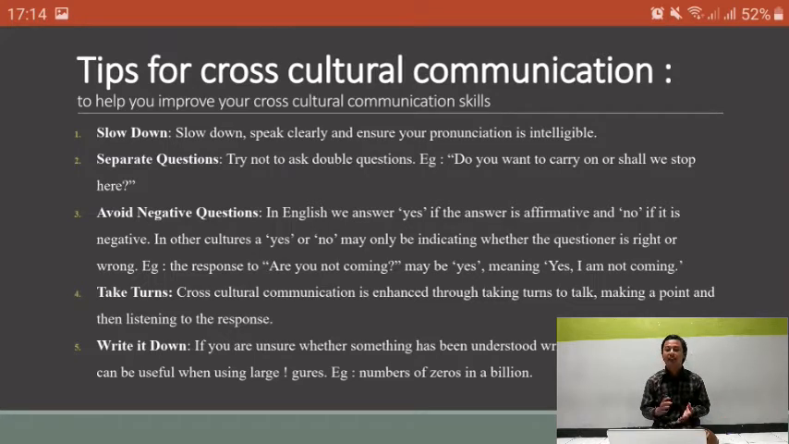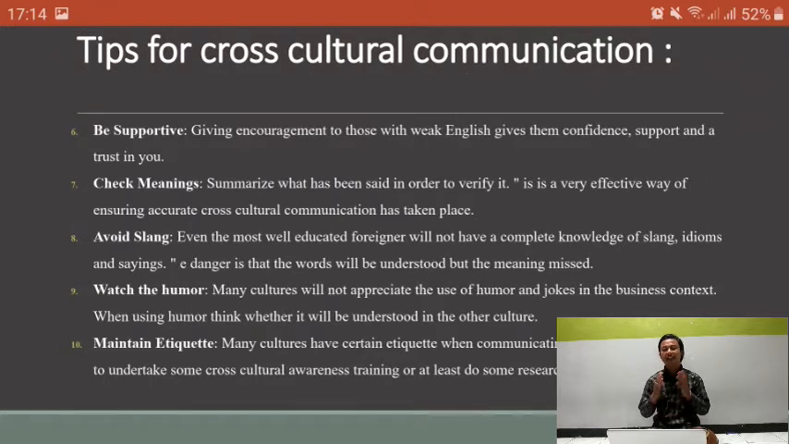The fourth is take turns. Cross-cultural communication is enhanced through taking turns to talk, making a point, and then listening to the response. The fifth, that is write it down. If you are unsure whether something has been understood, write it down and check. It can be useful when using large numbers. Example, number of zeros in a billion. Okay? In the next slide, we will continue our material about tips for cross-cultural communication.